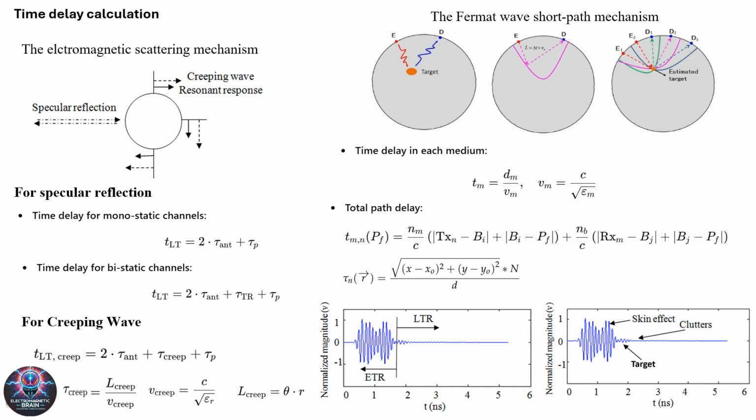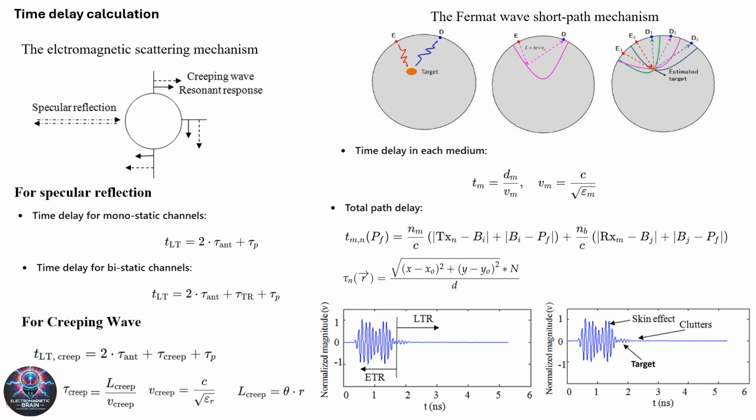In the graph, clutter signals appear as small, irregular oscillations after the main reflection. Proper signal processing techniques are needed to filter out these clutters to focus on the target signal. Finally, the target reflection is the most critical peak in the signal.